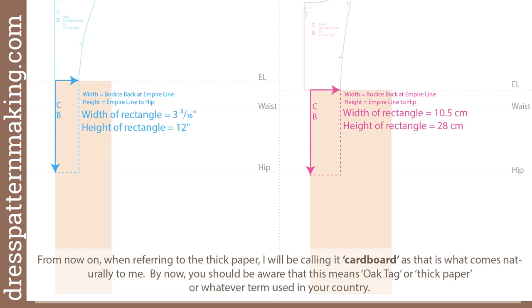You can see that the width of the rectangle matches the width of the center back bodice piece at the Empire line. My measurement may look like it doesn't match the bodice, but that's because there's a pleat in the bodice and my skirt doesn't have that pleat.